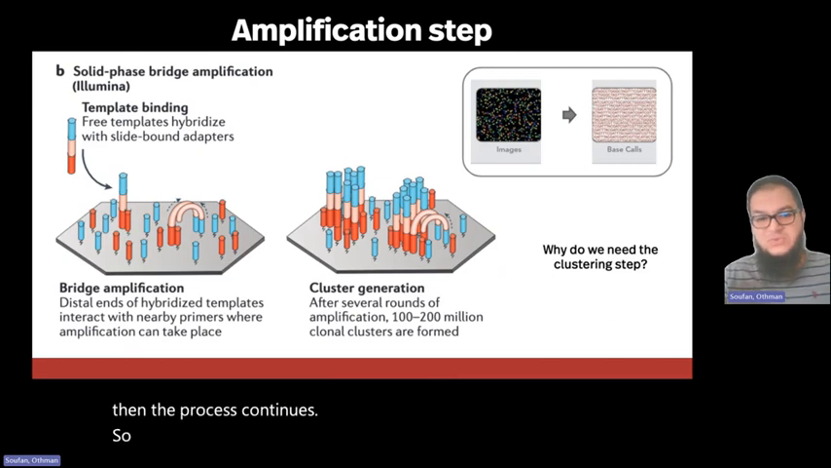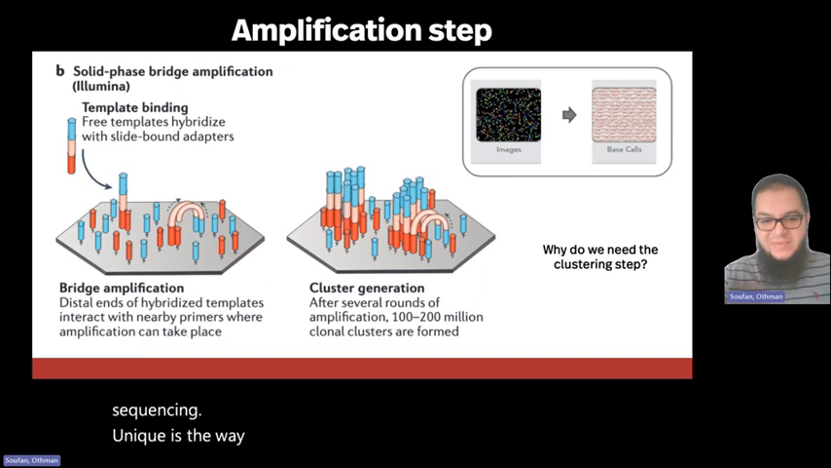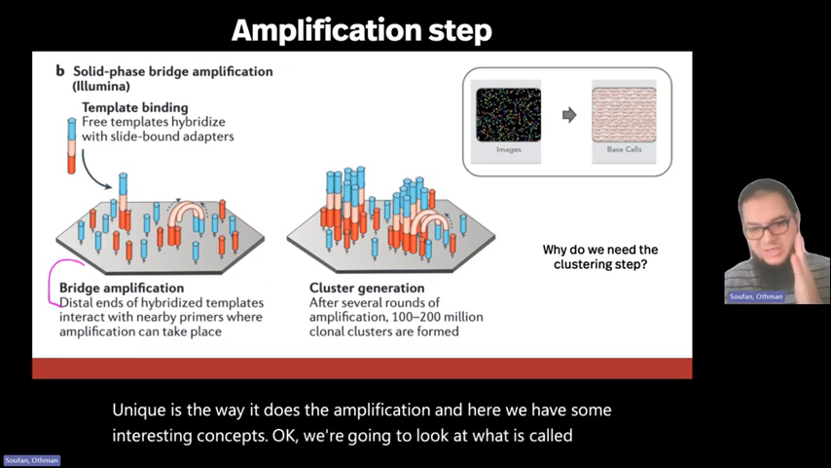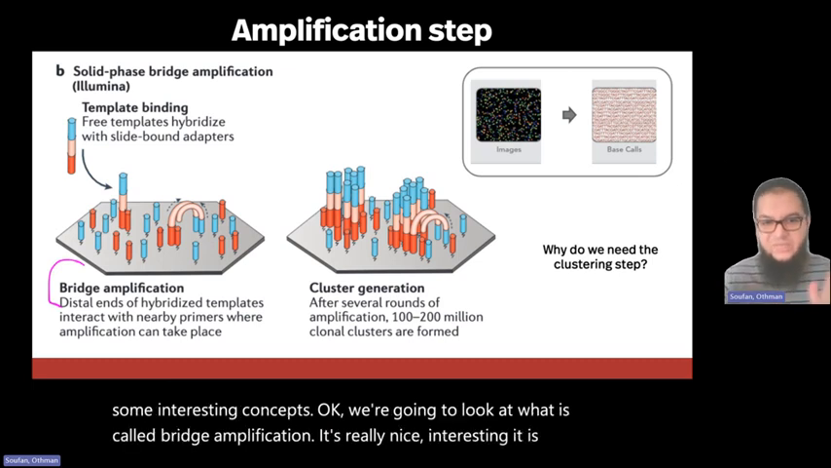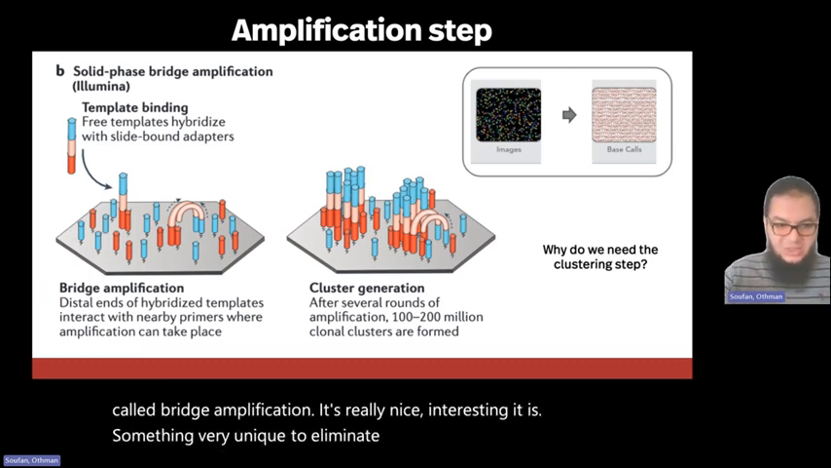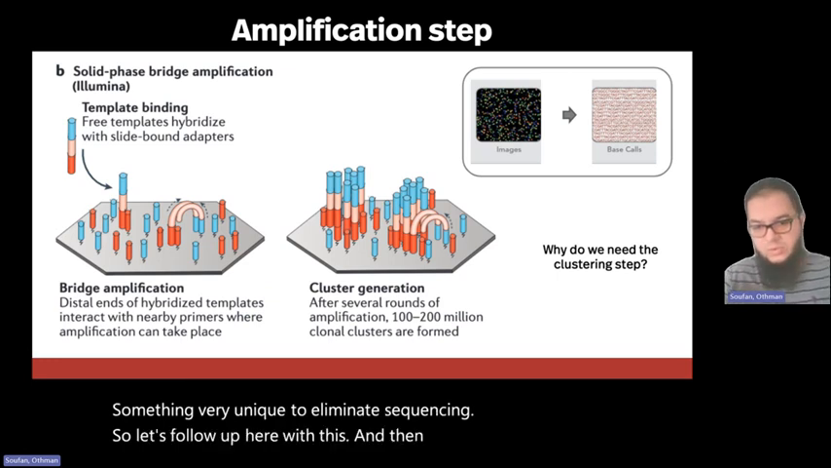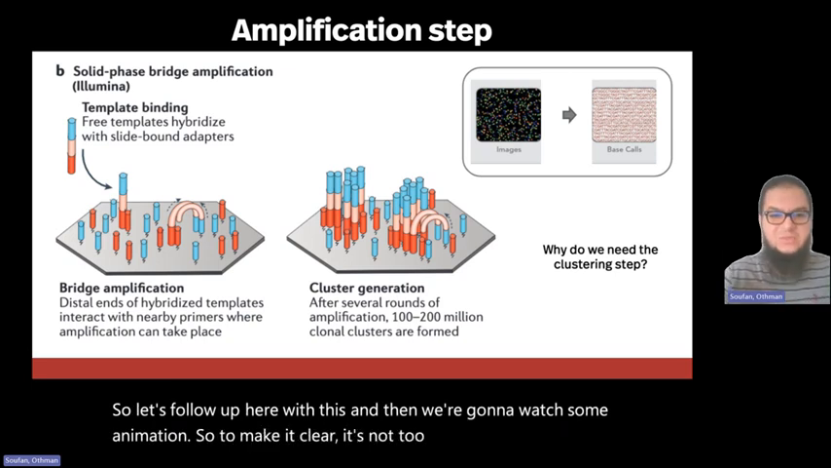One of the things that makes Illumina sequencing unique is the way it does the amplification. And here we have some interesting concepts. We're going to look at what is called bridge amplification. It's really nice and interesting. It is something very unique to Illumina sequencing. So let's follow up here with this, and then we're going to watch some animation. To make it clear, it's not too difficult to understand.